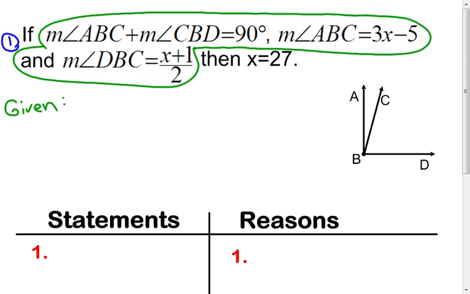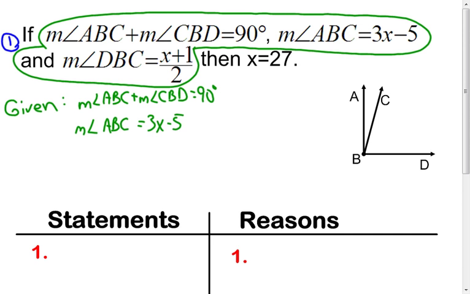So my first given piece of information is the measure of angle ABC plus the measure of angle CBD equals 90 degrees. There's one. I have another piece of given information. It tells us that the measure of angle ABC equals 3x minus 5. It also tells us the measure of angle DBC equals x plus 1 over 2. So I've done step one, and then this is technically step two of writing a good proof.